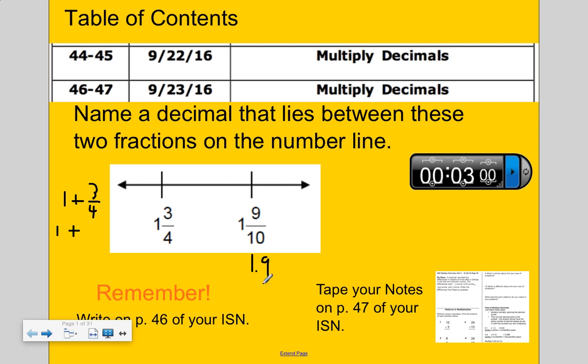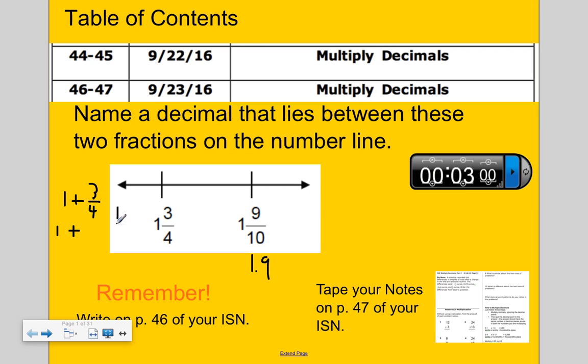So I previously wrote 1 and 9/10. Now we have this mixed number, 1 and 3/4. A mixed number is this whole number added to a fraction. That's why I wrote 1 plus 3/4. I need to find the decimal equivalency of 3/4.